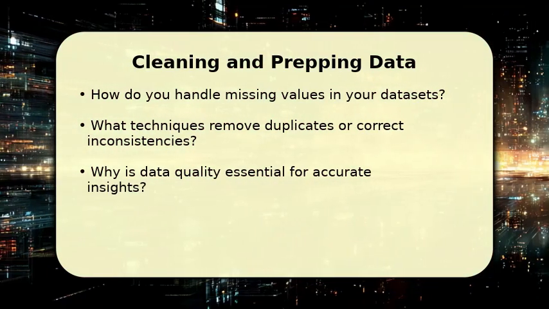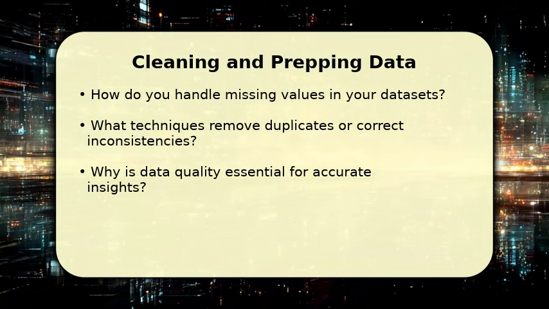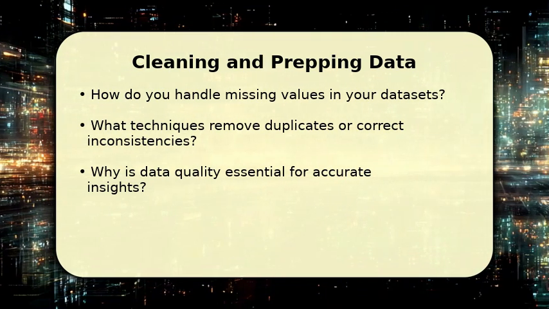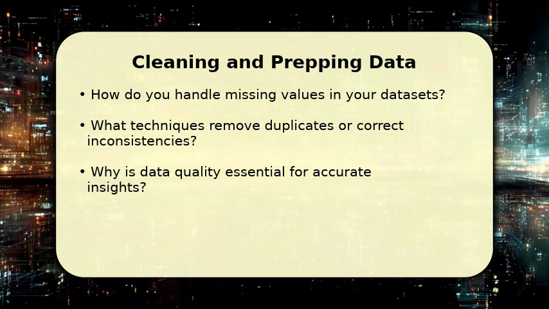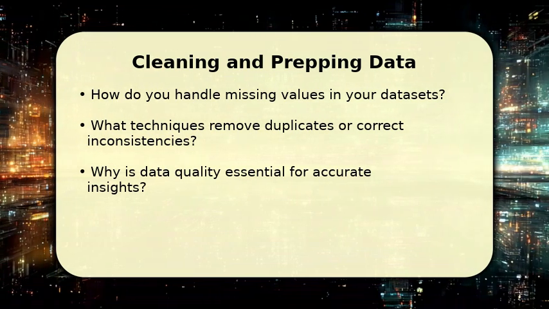Raw data is rarely perfect, often containing missing values or inconsistencies. A crucial step is data cleaning to ensure accuracy. You can handle missing entries by either filling them with a sensible value, like the average, or by removing rows or columns that have too many gaps.